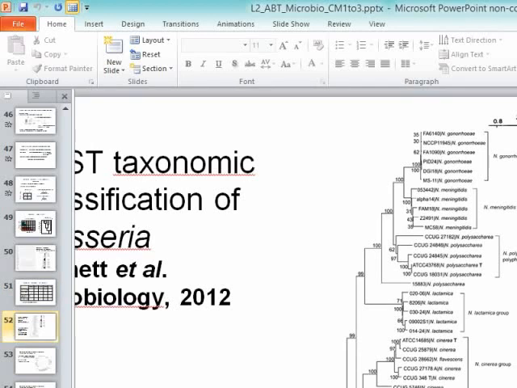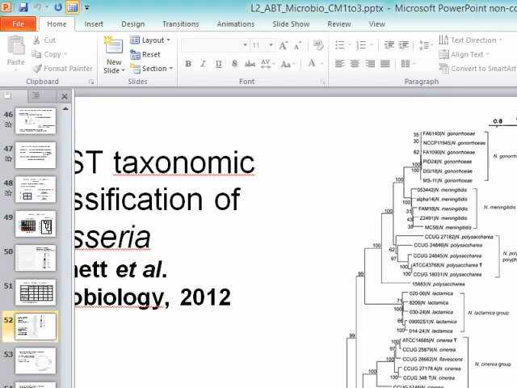Okay, so are we getting the same classification? Yeah, okay, so here you've got the two types of gonorrhea, they're clustering together. Same with the molecular classification. Then you've got the meningococcus group here. They all group together. It's the same as here.